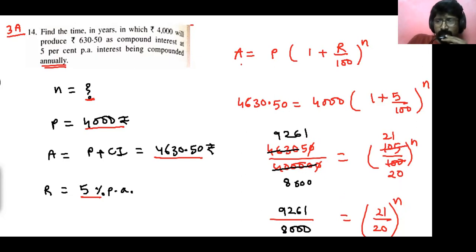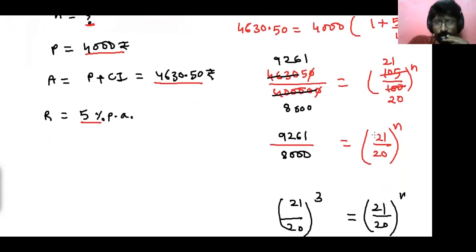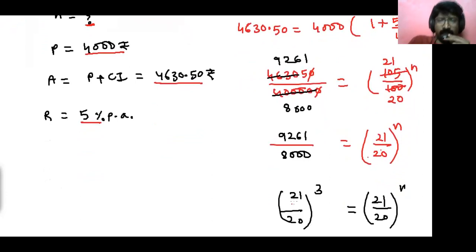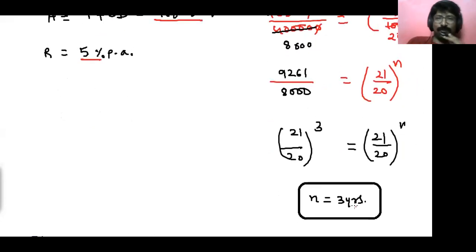Now, when you get this 21 upon 20, that's basically the hint. When you get on the right hand side 21 upon 20, that means this has to be 21 upon 20 to some power, and that is 21 upon 20 to the power 3, isn't it? So, by just equating the powers of equal bases, we're going to get n is equal to 3, and that's so simple a sum. I hope you understood this perfectly, isn't it?